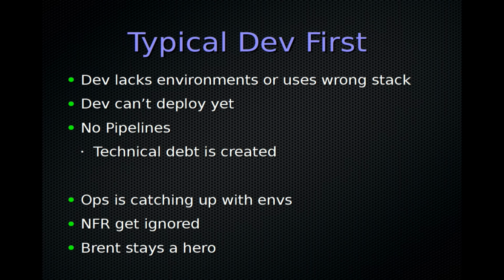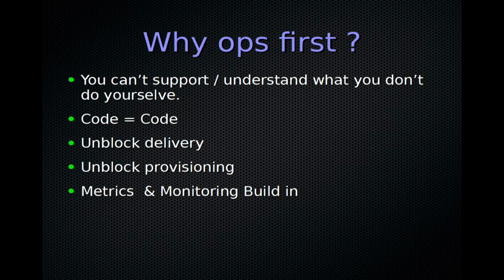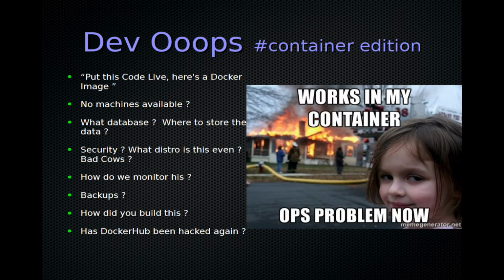The other way around, if you don't let them, the devs will keep complaining about, hey, I don't have a deployment environment. Hey, I don't have things to deploy, and I cannot deploy, and my tests are broken, and I don't know why. And the ops folks are catching up. So start with operations first, because that's the only way that those teams are going to be able to understand what they need to support. They need to learn that code is code and how it behaves. And you can unblock delivery, you can unblock deployment, and that's a lot of challenges.